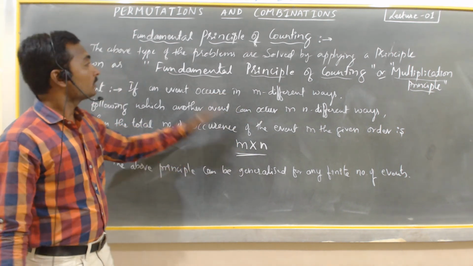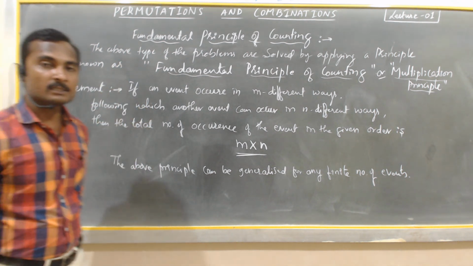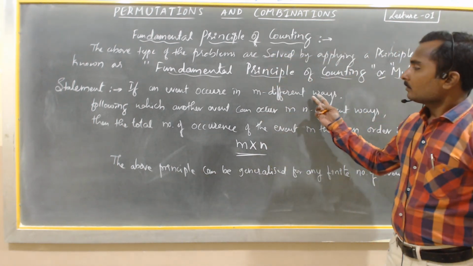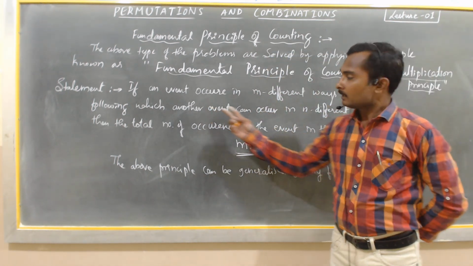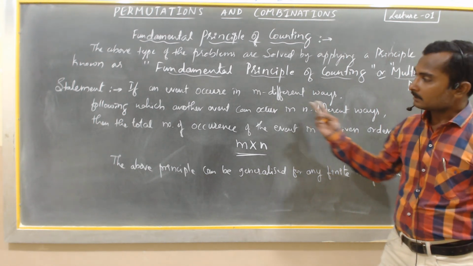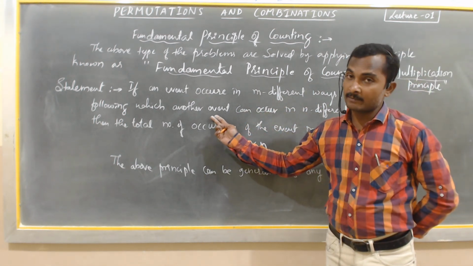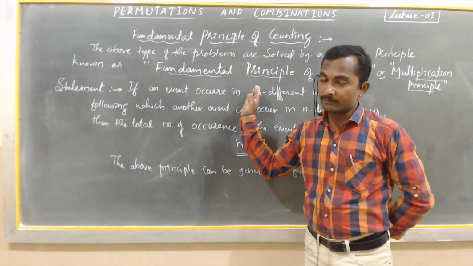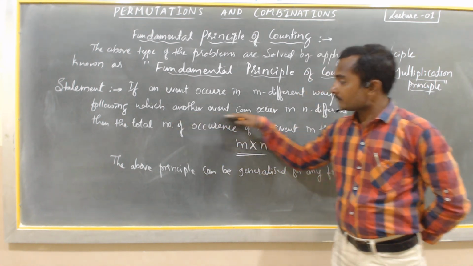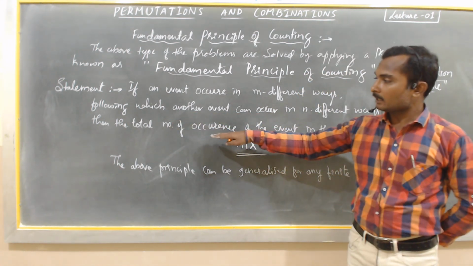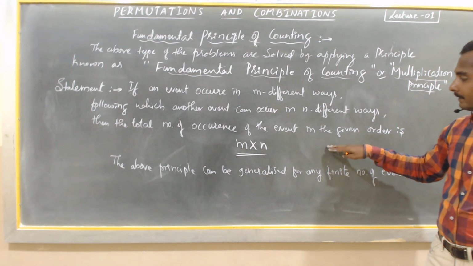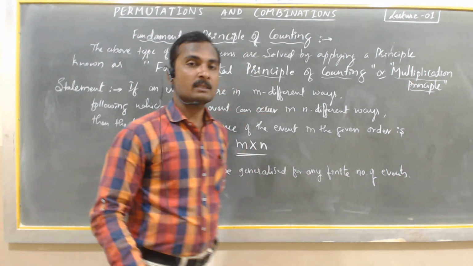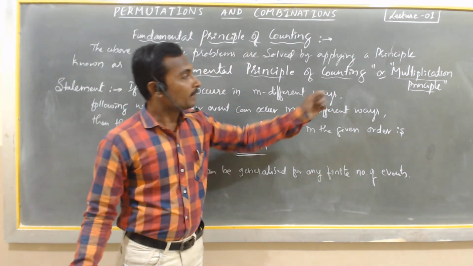So this is called the fundamental principle of counting, that there are totally m ways that the first event is possible, and a total of n different ways that the second event is possible. The second event is always with respect to the first event. Therefore, following the first event, another event is possible in n different ways, and the total number of occurrences of the event in the given order is m into n. So this is called the fundamental principle of counting, or I can say the multiplication principle.